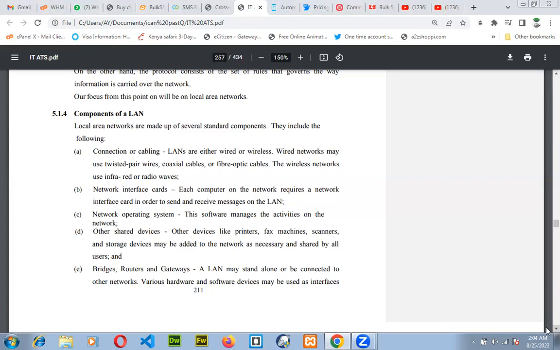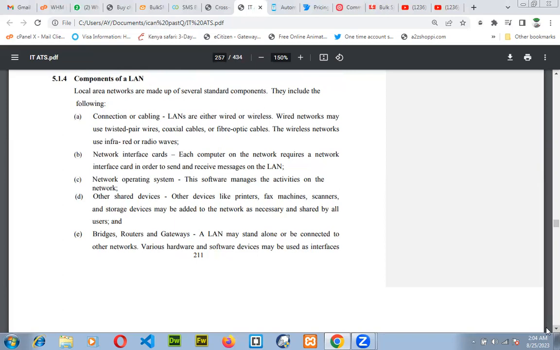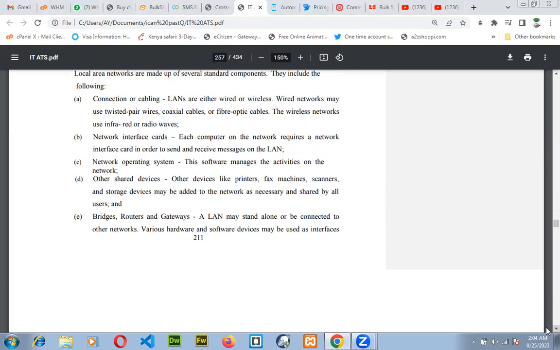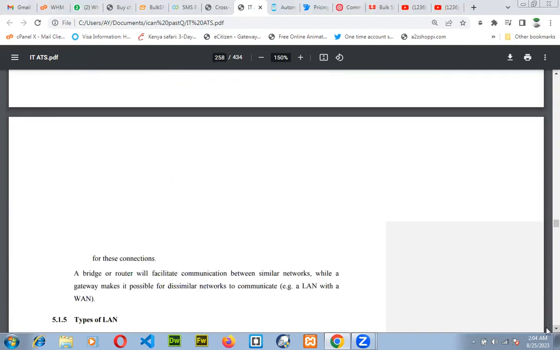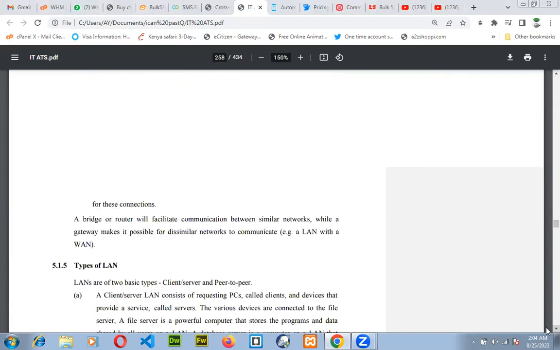shared by all users. We have the bridge, router, and gateway. A LAN may stand alone or be connected to other networks. Various hardware and software devices may be used as an interface for this connection. A bridge or a router will facilitate communication between several networks, while a gateway makes it possible for dissimilar networks to communicate. That is a LAN with a WAN.